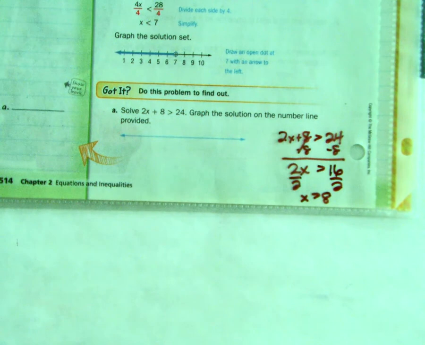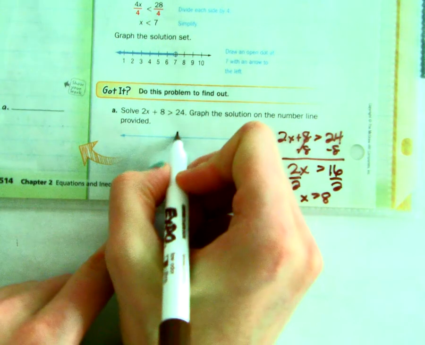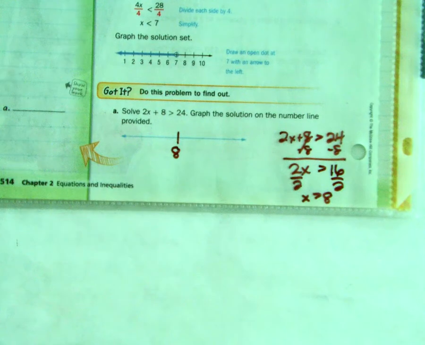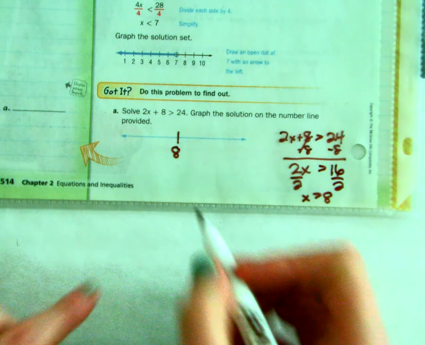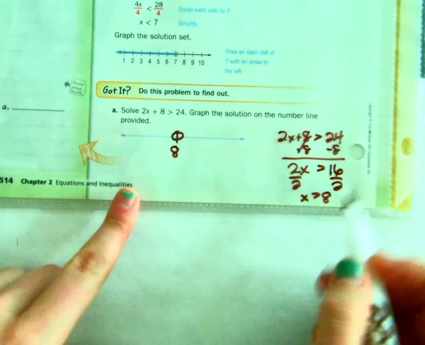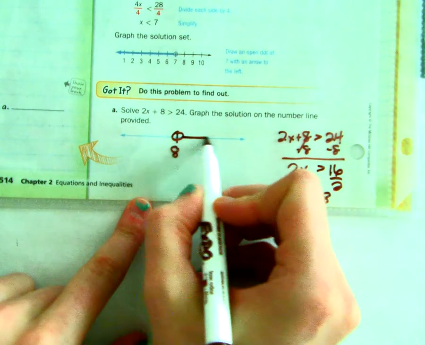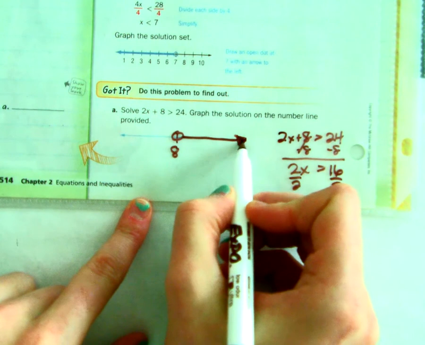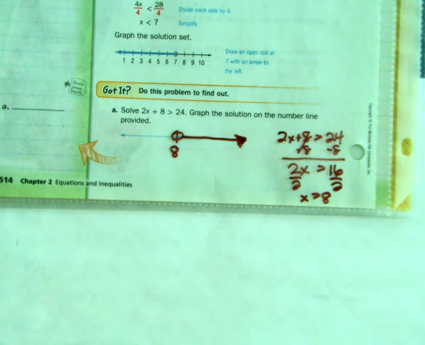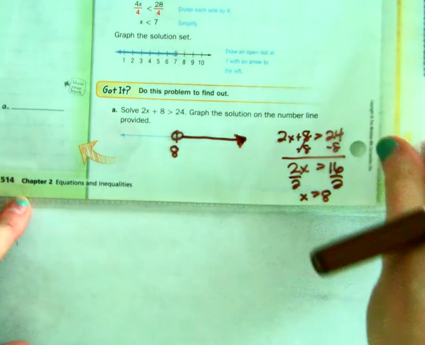To graph my solution, I cut my number line in half, and my starting point is 8. Then when I'm graphing, I ask myself, do I need an open dot or a closed dot? So is this equal to, is it not equal to? Well, I just have the greater than sign, so it's not equal to, so I have an open dot. And I have a greater than, so I need everything bigger than 8. So anything from 9 to positive infinity will satisfy this inequality.